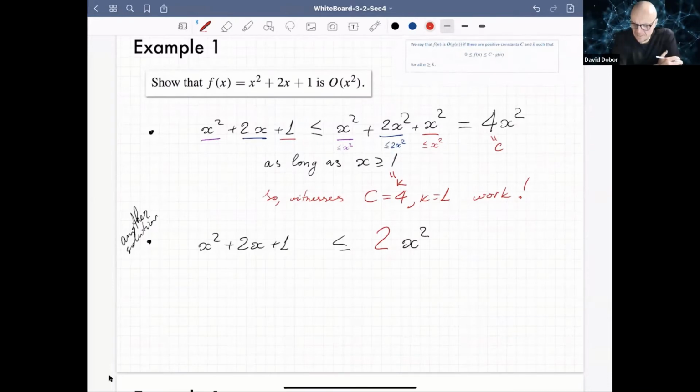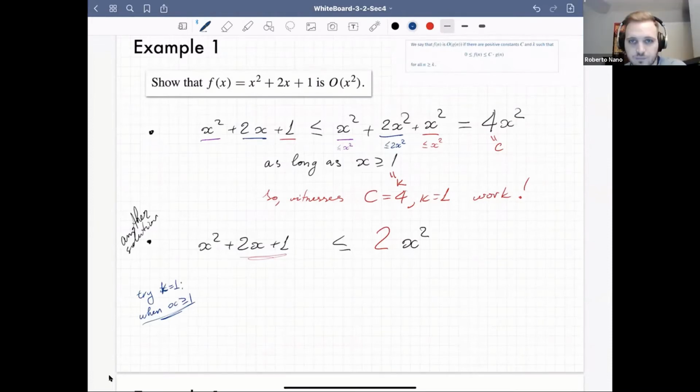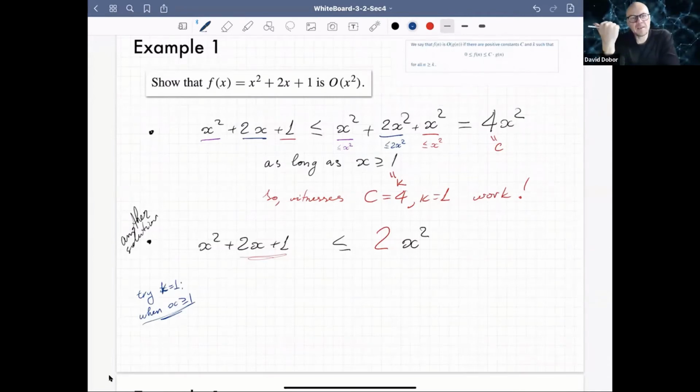When can I make this guy smaller than 2x squared? How about when? So try x, so k equals 1. So when x is greater than or equal to 1 is what we're concerned about. So plug in x equals 1. Does this inequality hold? No, it doesn't hold, because on the left-hand side, I have 4, right? 1 plus 2 plus 1. And on the right-hand side, I have 2.